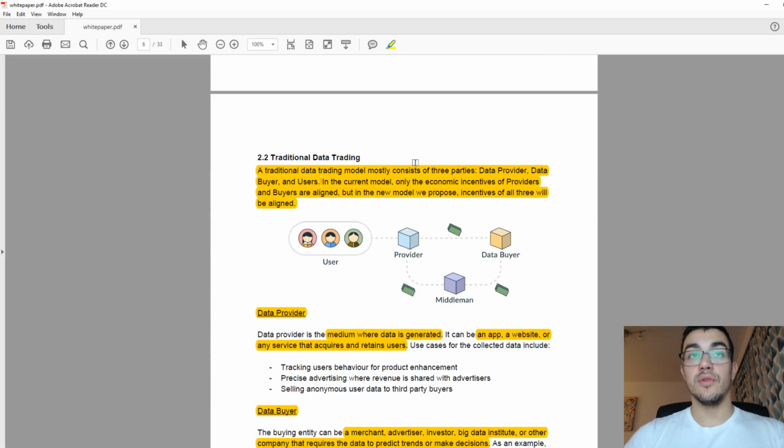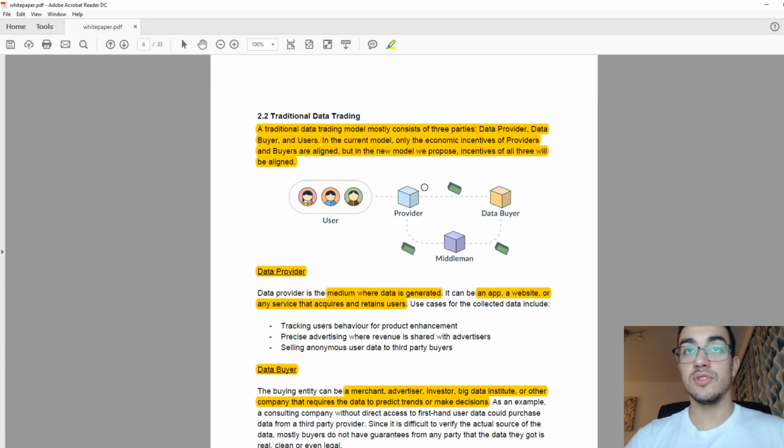So here they are going to tell you how traditional data gets traded, and they're going to compare it to their own data trading system. A traditional data trading model mostly consists of three parties: the data provider, the data buyer, and the users. In the current model, only the economic incentives of providers and buyers are aligned, but in the new model, we propose incentives for all three. Incentives of all three will be aligned. So the providers who give the data to the companies get rewarded, and the data buyers who buy the data get rewarded by using the data. But the middleman from which the data comes gets left behind.